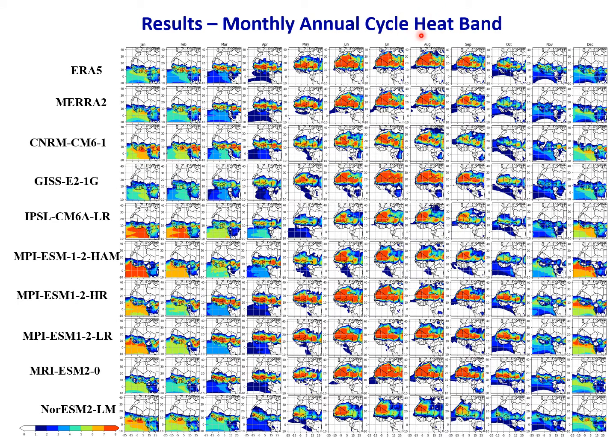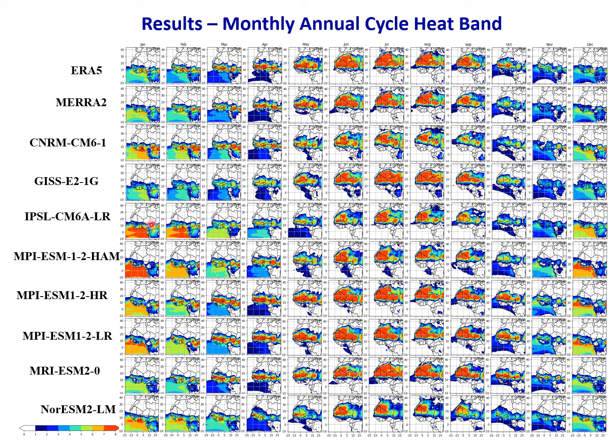This is the annual cycle for the heat band. So we see that in the reference datasets, heat bands are located in the south in January, and then to the north in August, and then back to January, with an increasing intensity from the south to the north, as we have in the heat low. And a look at the model shows that they are reproducing this dynamics.